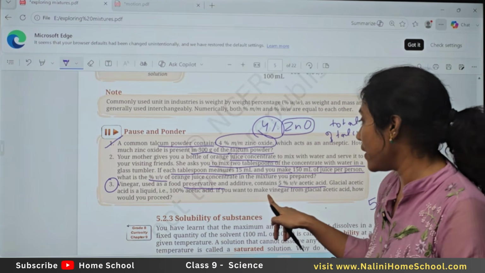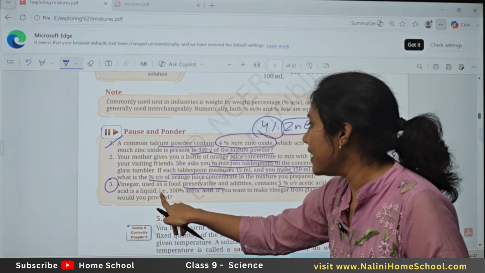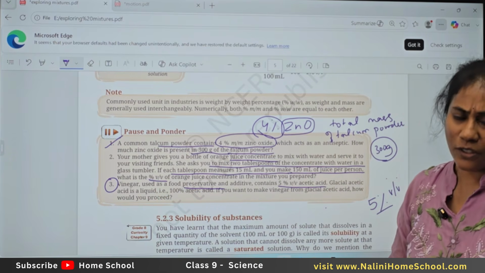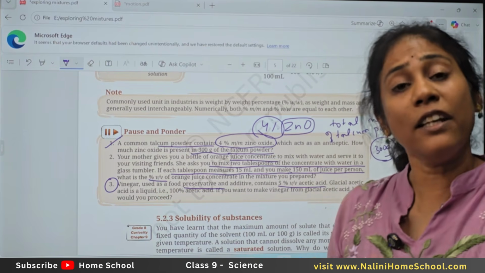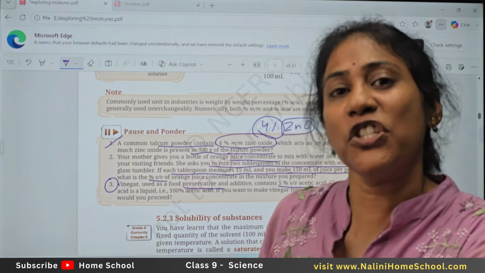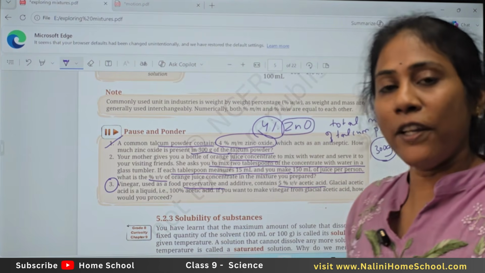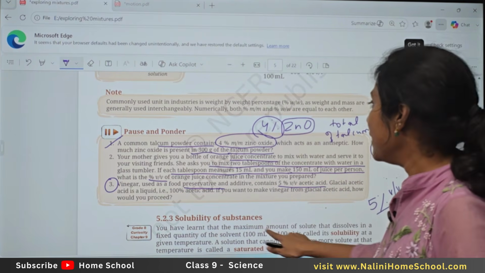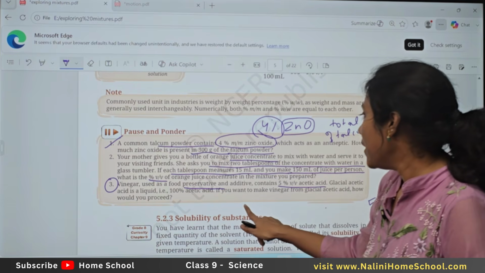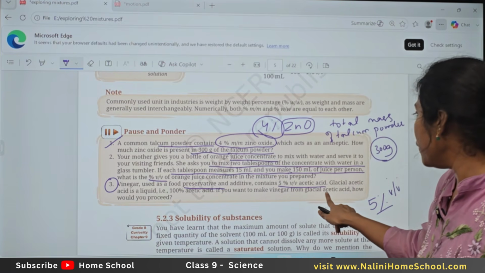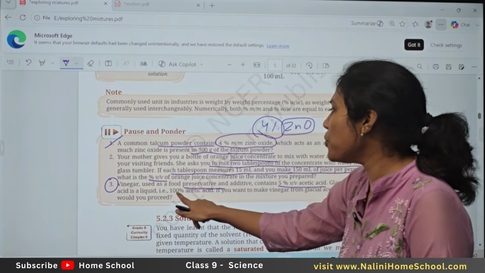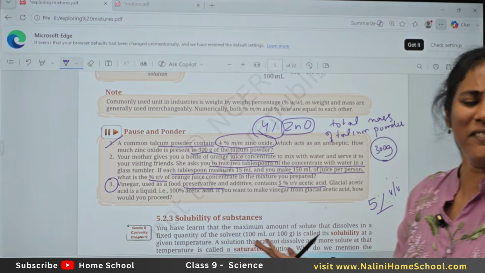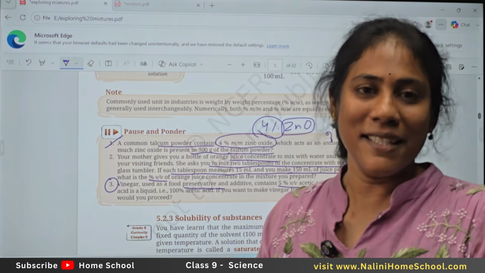Okay, what they said is glacial acetic acid is a liquid, that is 100% acetic acid. So to prepare vinegar, you will use glacial acetic acid, which is 100% acetic acid. Okay, from that you are taking 5 ml. That's the meaning of 5%. If you want to make vinegar from glacial acetic acid, how much would you take? Same thing, 5 ml.